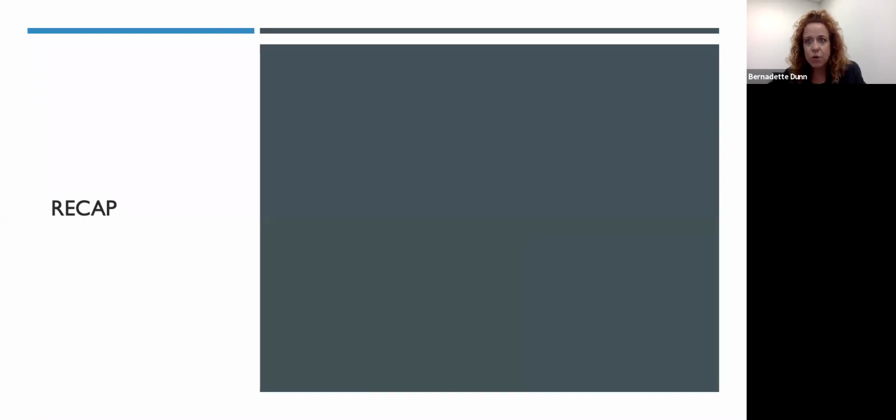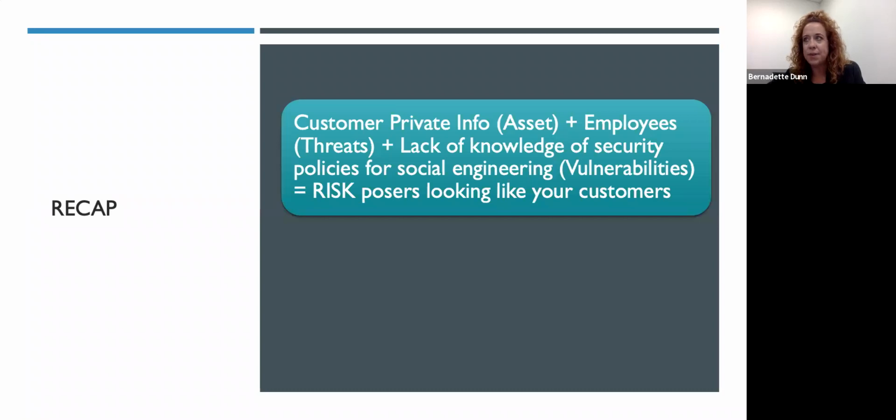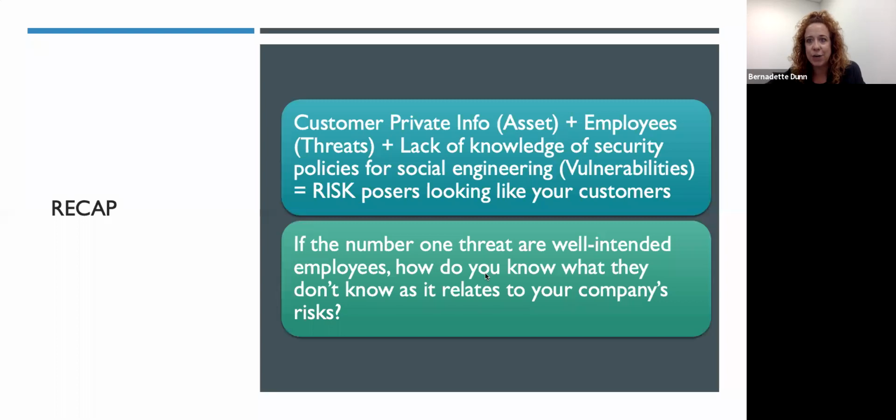So let's just do a quick recap here with the A plus T plus V equals R formula. The asset is your customer's private information. Your threat are your employees, well-intended, not malicious. The vulnerability is their lack of knowledge of the security policies, and we'll say, for social engineering. So the vulnerability may be sharing information on Twitter, and the risk are the posers that look like your customers on Twitter and watching and seeing what your employees are unknowingly sharing and doing.